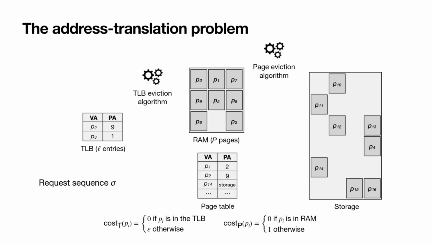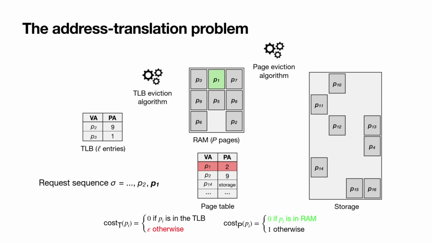So let's say we have a request sequence sigma and the next page is P2. This translation is in the TLB, and therefore the page is also in RAM, and so the overall cost is 0. Next, we need to serve P1, which is not in TLB, but it is in RAM, so we pay the TLB miscost epsilon, but we pay no paging cost.